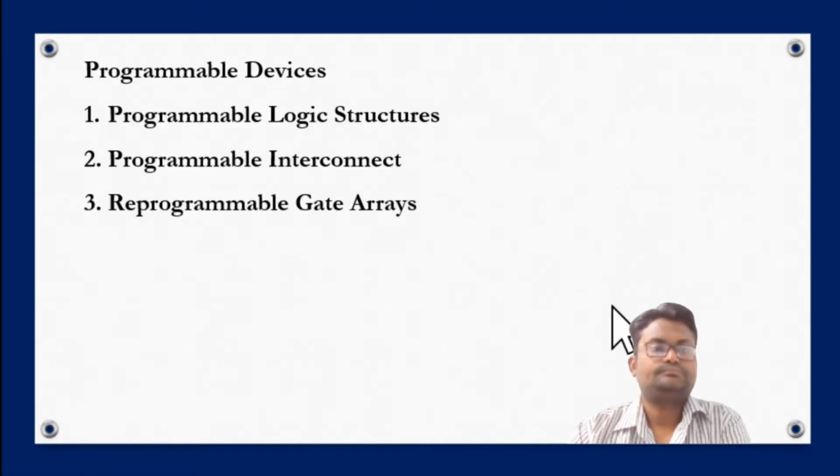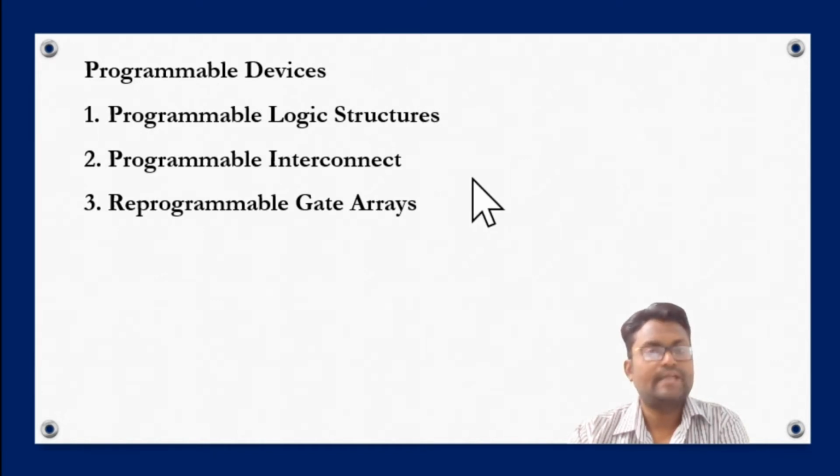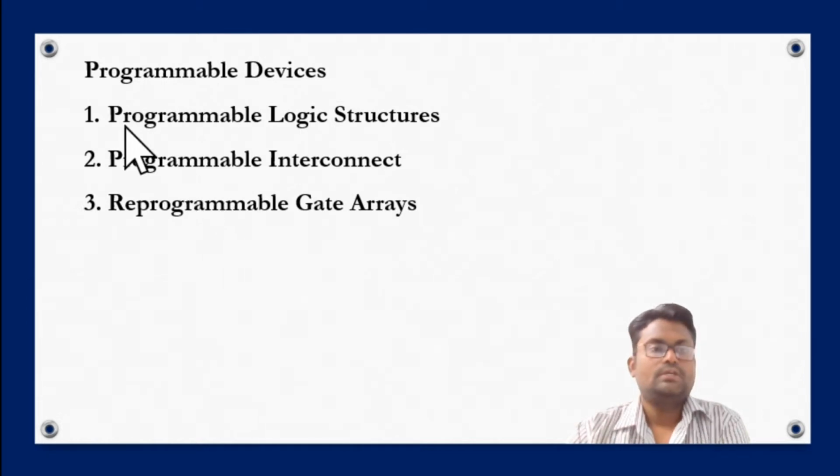Okay, so if you divide any programmable devices into certain categories, then there are only three types of programmable devices. The first one is programmable logic structure, the second one is programmable interconnect, and the third one is reprogrammable gate array. Okay, the first part is programmable logic structure.